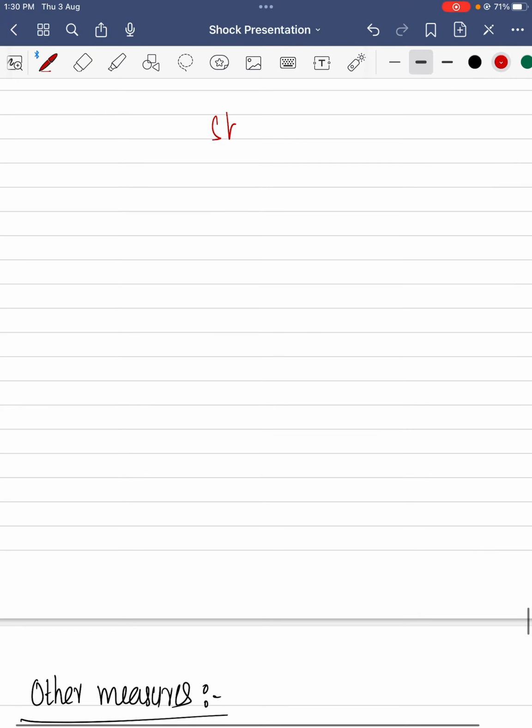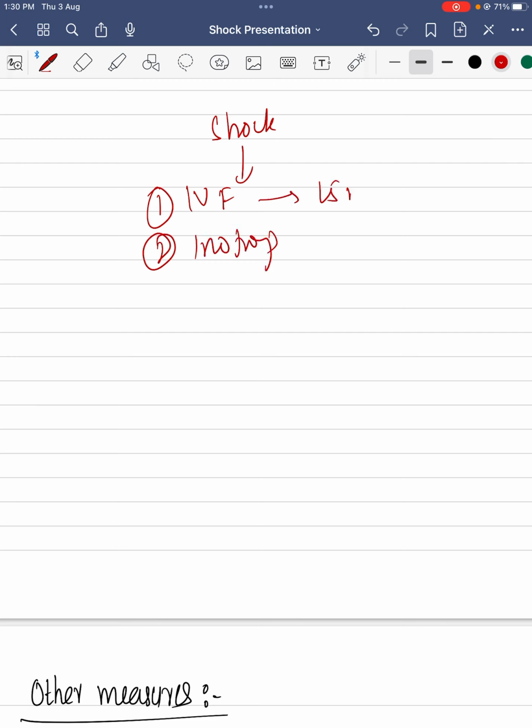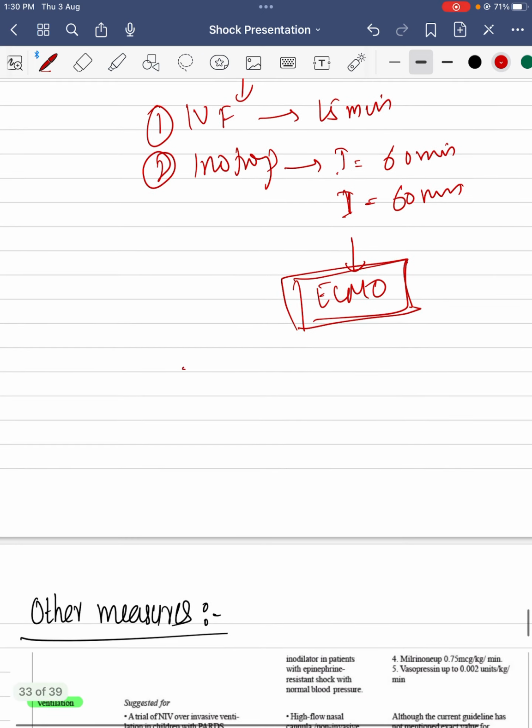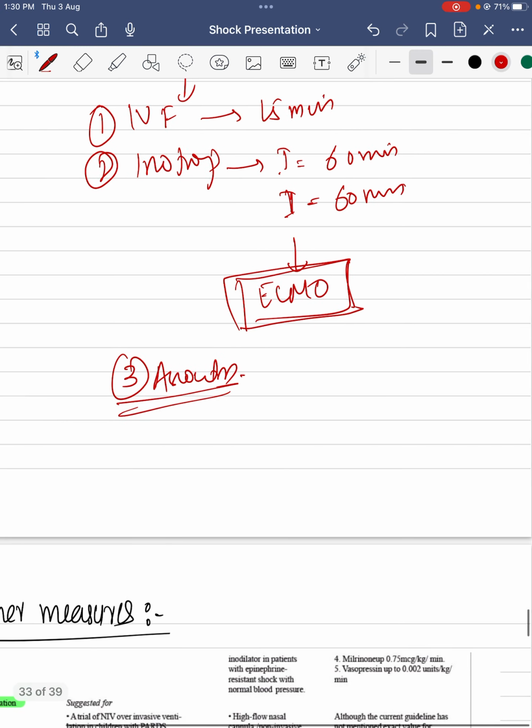So the management of shock: first IV fluid, then inotropes. IV fluid in the first 15 minutes, first inotrope by 60 minutes, second inotrope in the next 60 minutes. Still not responding, ECMO in a higher center, we have to think of ECMO. And associated management. What is the associated management? Every child should be getting oxygen, preferably non-invasive, and if severe distress, intubate the child.